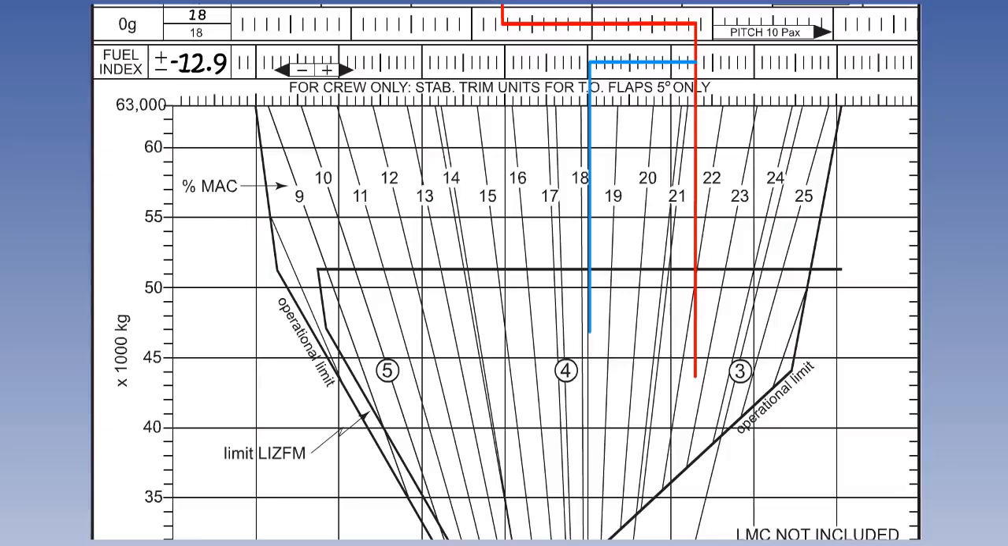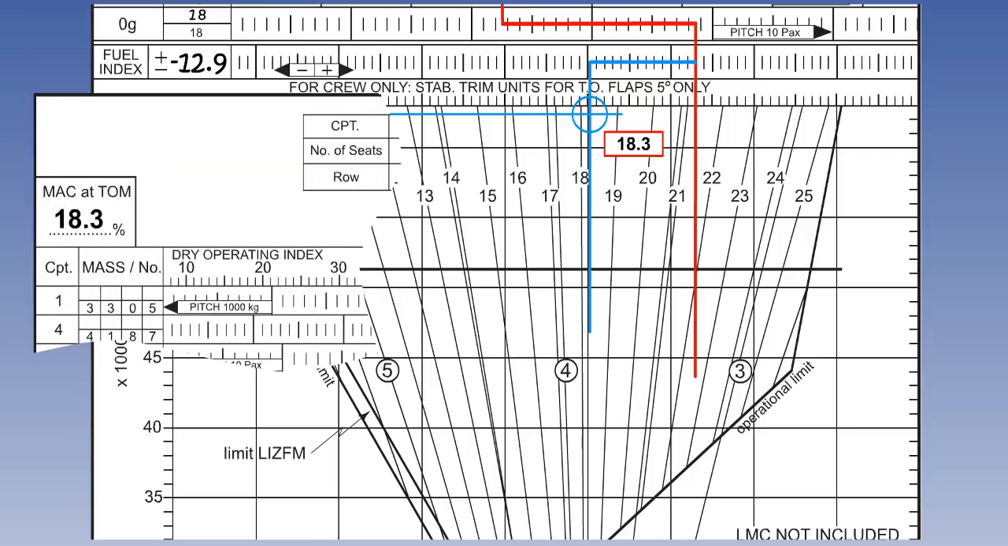We are now in a position to locate the takeoff mass centre of gravity in the envelope. Locate the takeoff mass of 62,170 kilograms from the load sheet on the vertical axis on the left of the envelope. From that point, extend a horizontal line to the right to intersect the takeoff mass index line in the envelope. Where they intersect, read off the takeoff mass centre of gravity as 18.3% mean aerodynamic chord. Enter this value in the box at the top left of the trim sheet labelled MAC at TOM.